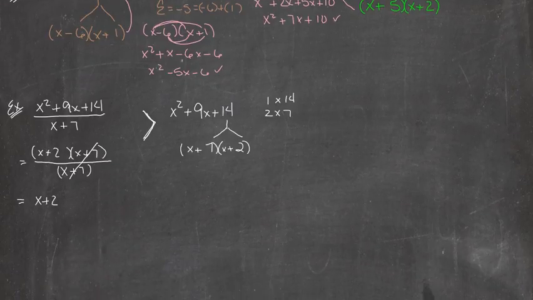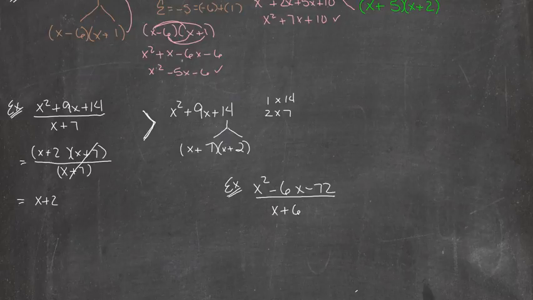All right, so let's do one more. Let's do x squared minus 6x minus 72, and I'm going to divide this by x plus 6. If x plus 6 is a factor of this polynomial, then x plus 6 will be one of the factors of the numerator, and I'll be able to cancel with it.